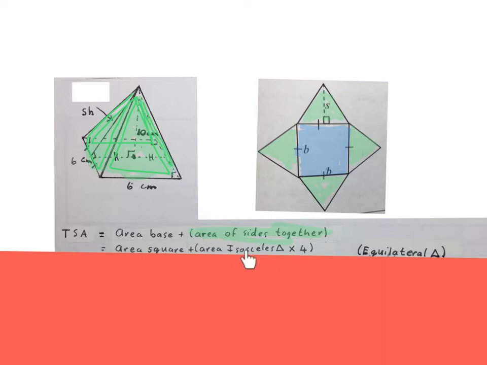That isosceles triangle can also be equilateral triangles. Let's not go there. All equilateral triangles are isosceles triangles, but not all isosceles triangles are equilateral triangles. Let that go.